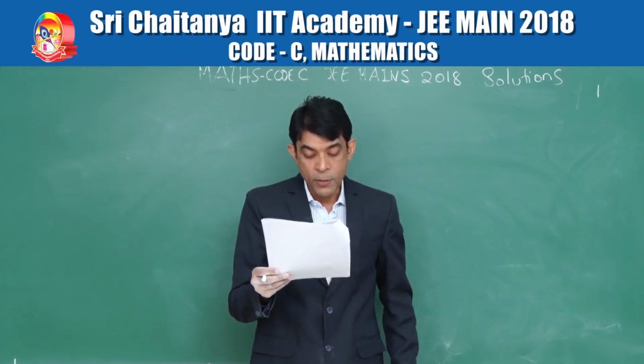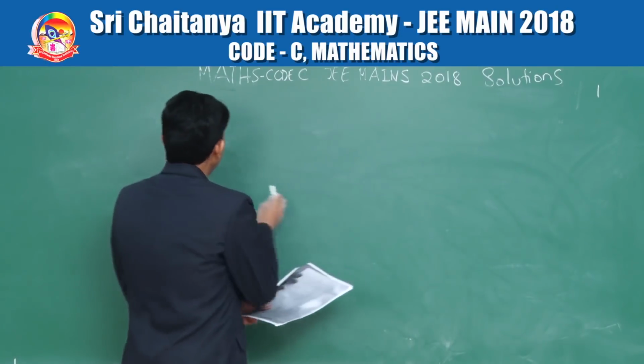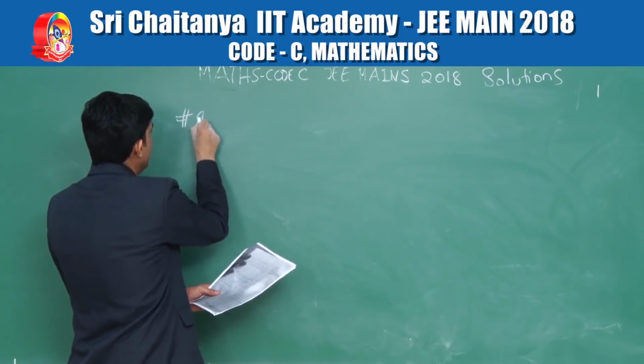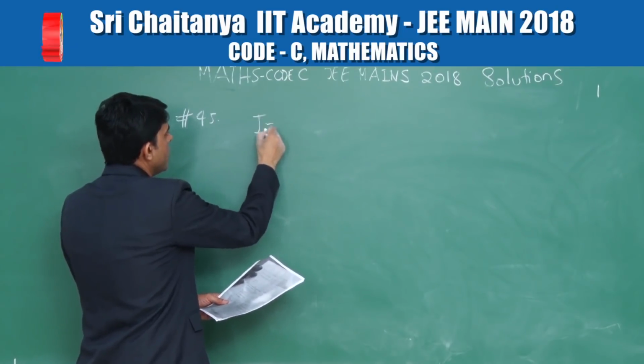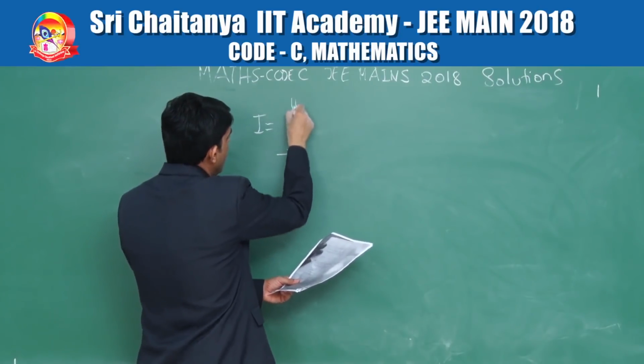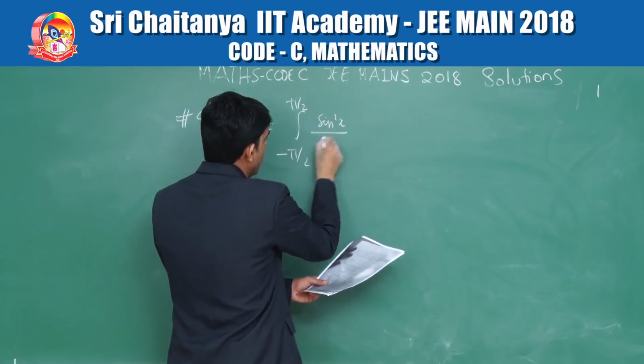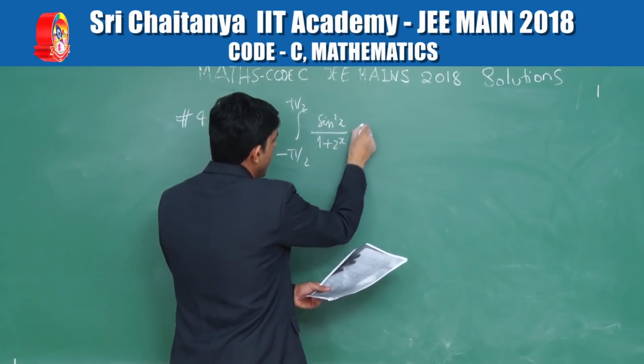Let's do number 45. It's a question about a definite integral. So let's write number 45. You want to evaluate this, let's call it I. We want I equal to the integral from minus pi by 2 to pi by 2 of sine square x over 1 plus 2 to the power x dx.